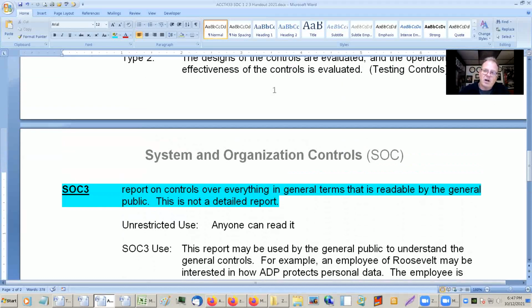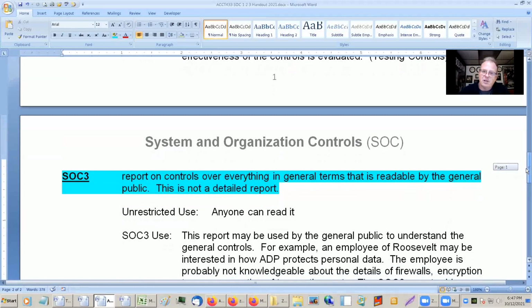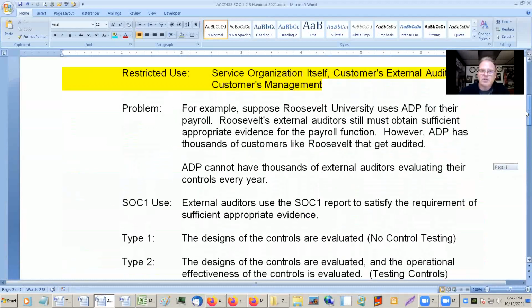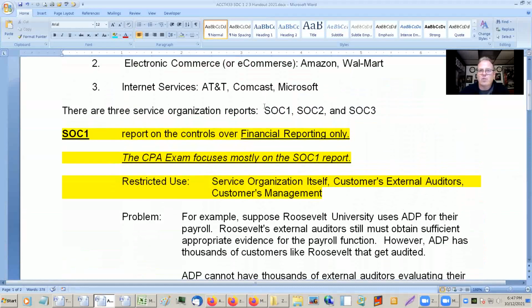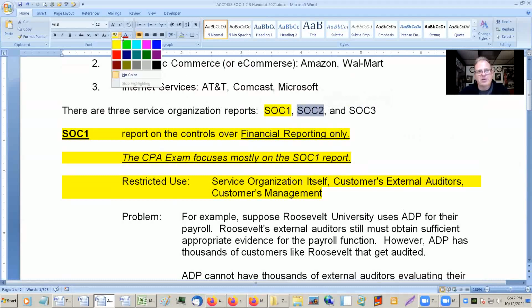SOC 1, SOC 2 are restricted. SOC 3 is for everyone. So as auditors, we use SOC 1. I might look at SOC 2, but only if there's an issue or a problem that was had. And then SOC 3 is for everybody. And this is for the average person that wants to know, gee, what are you doing to protect my credit card number if I put in an order at Amazon, that sort of thing.